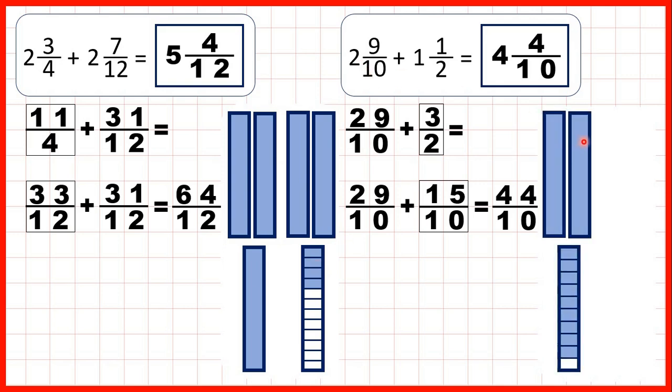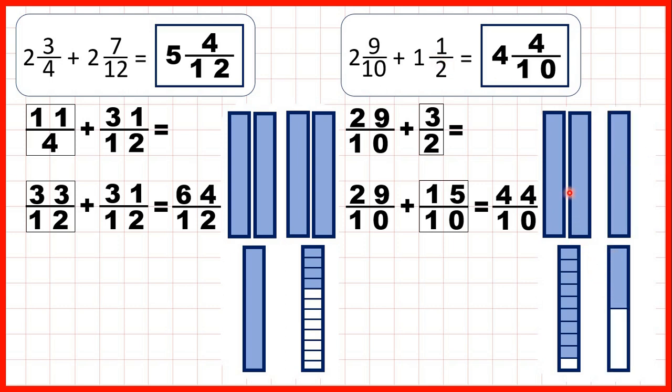Then we had 2 9/10, and we were adding 1 1/2. We changed 2 9/10 into 29/10, and we changed 1 1/2 into 3/2. But to add fractions, we needed the denominators to be the same, so we changed those 3 halves into 15 tenths, which meant when we put them together, we had 44 tenths. But to change that back into a mixed number, we divided 44 by 10, and that gave us 4, remainder 4, so 4 and 4 tenths.